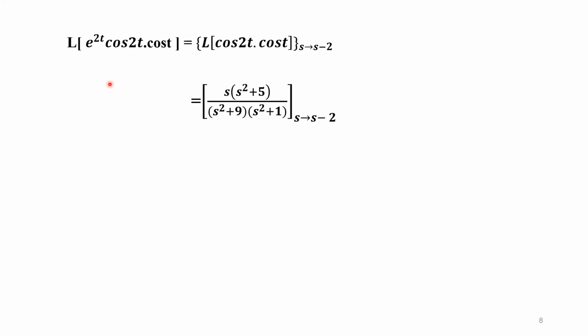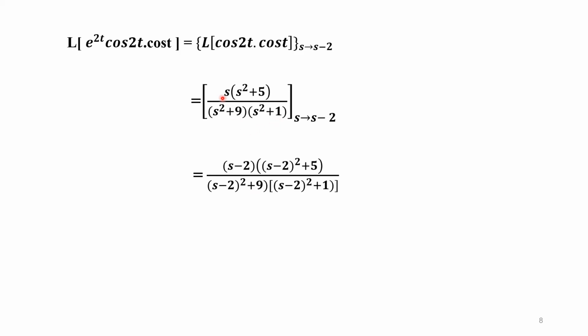Next we have to calculate L of e raised to 2t cos 2t cos t. This Laplace transform is there in the previous step. Now whatever answer we have got, in that we have to replace s by s minus 2. So this was the answer which we got in the previous step. Now in this step, replace s by s minus 2. Wherever s is there, replace it by s minus 2.